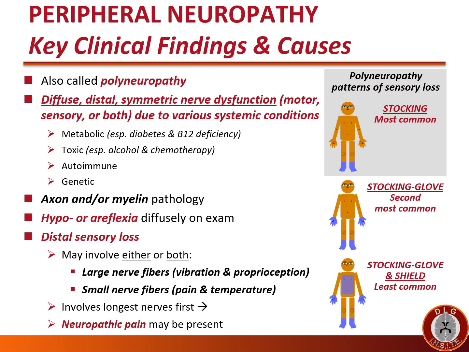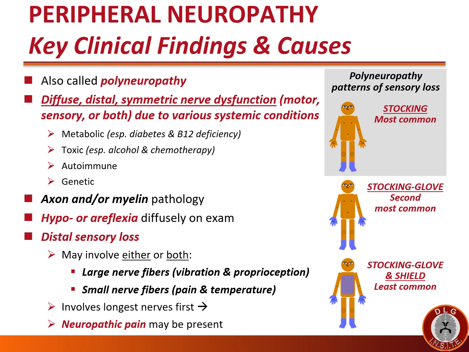A third and least common involvement is a stocking glove and shield, because the thoracic nerve roots coming out of the spine in the back, the distal parts of those nerves are actually over the chest. The reason why this can be important is because sometimes it can fool you and you think someone has a myelopathy because they have sensory loss on the chest, but unless you also check the back, if the back is normal and the chest is abnormal, it's not a spinal cord problem. It's one of those unusual stocking glove shield distribution peripheral neuropathies.